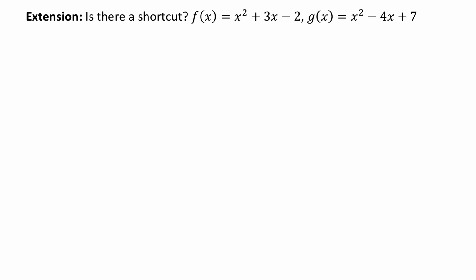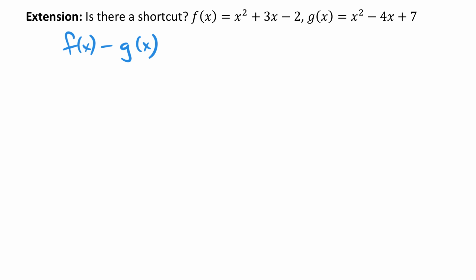Is there a shortcut for doing f of something minus g of something? As a bit of a hint, does f of x minus g of x, if we don't plug in a number and we just leave it as f of x and g of x, have some kind of simplified form? Pause the video and see if you come up with something.